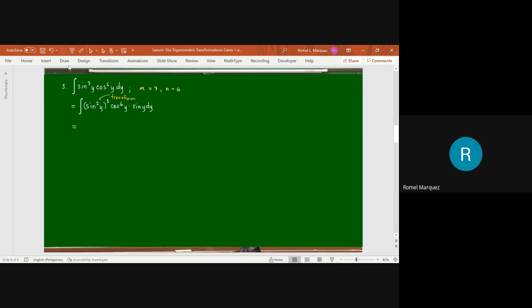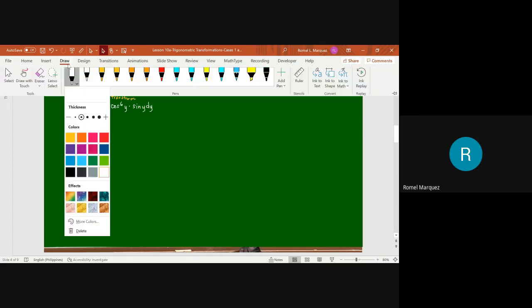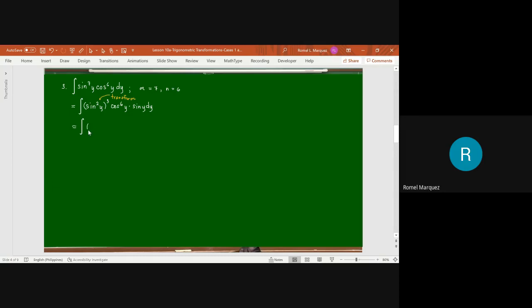So, to be able to transform that, we are going to apply what identity, guys? Again, guys, what identity? We have 1 minus cosine squared y, quantity cubed. And then times cosine to the 6y times sine of y dy.